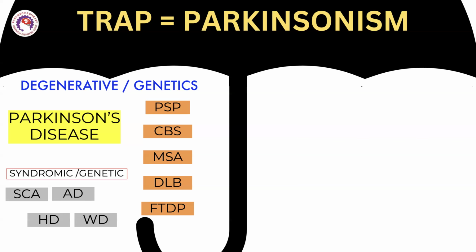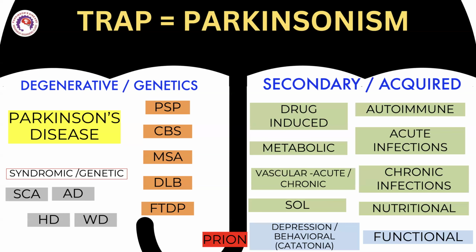However, in addition to this degenerative and genetic component, we also have a lot of secondary or acquired causes which can present to us with TRAP features or Parkinsonian features. These include drug-induced Parkinsonisms, autoimmune disorders, acute or chronic infections, metabolic dysfunctions, vascular events, either acute vascular events or acute strokes or chronic vascular events, structural brain lesions, nutritional disorders. These are important because in a lot of them, cure can be attained in patients with Parkinsonism.